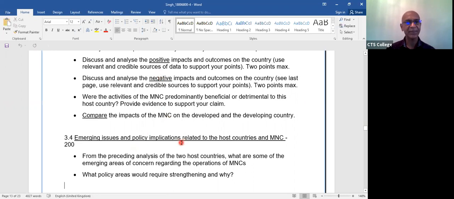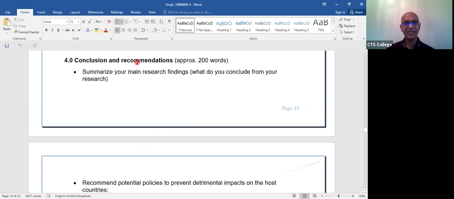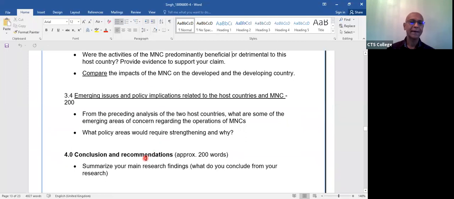From this example that we have discussed using the student's work, the policy implications will clearly be for the financial sector, for the labor sector, and for any sector that manages crowding out. The recommendations, Kemba, these are actual suggestions that would respond to your policy implications. So the policy implications are the areas that require strengthening. In the policy implications, you're not making recommendations here.